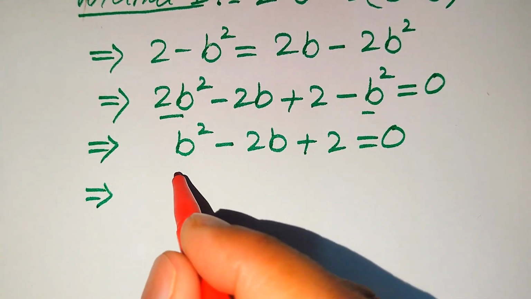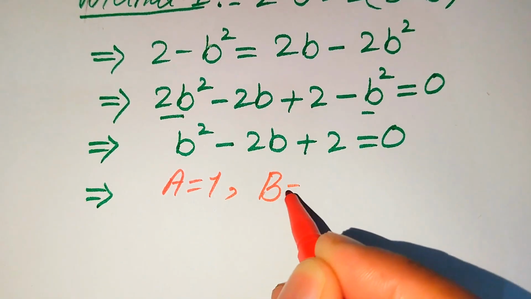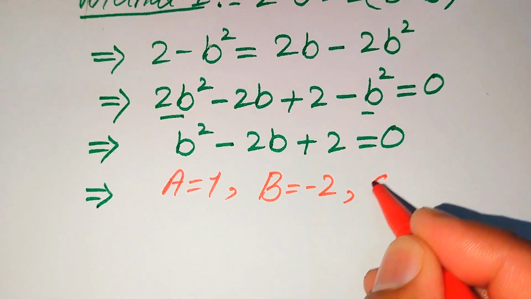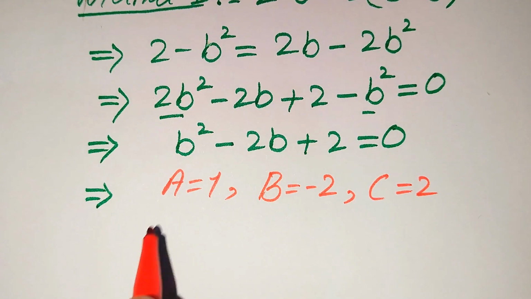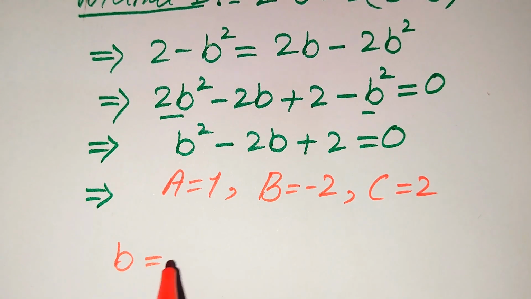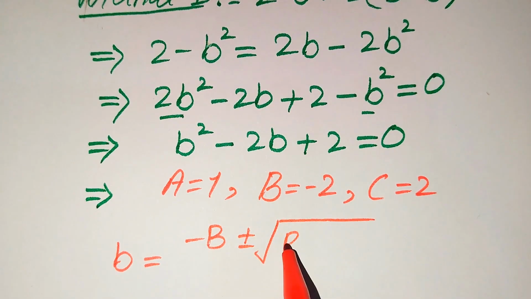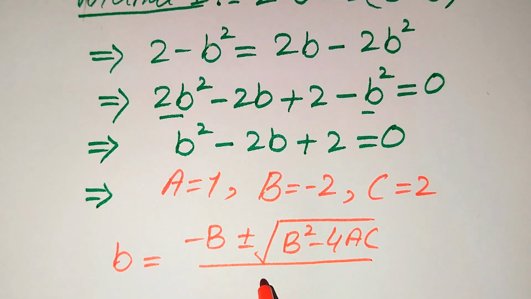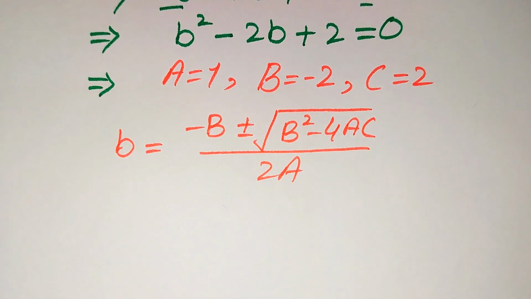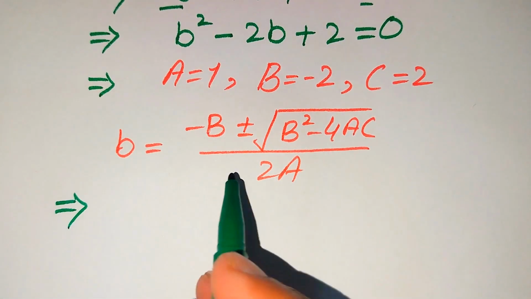So for this we first write a = 1, B = −2, and C = +2, and we state the quadratic formula as b = (−B ± √(B² − 4AC)) / 2A. So this is our quadratic formula.